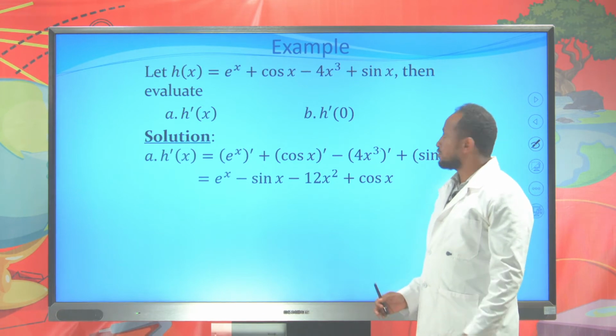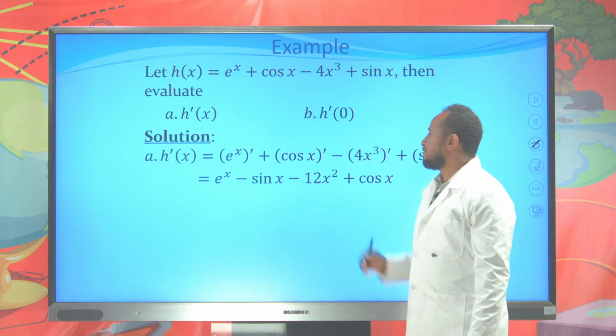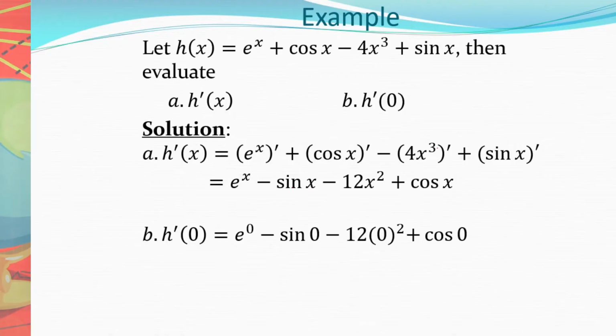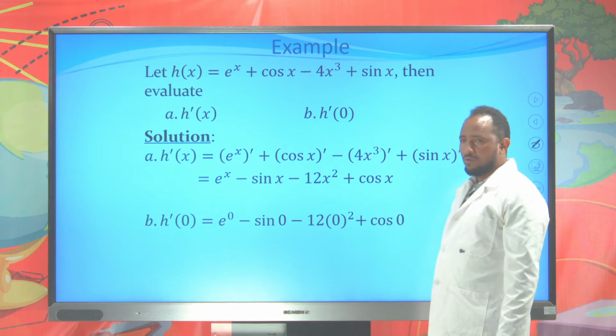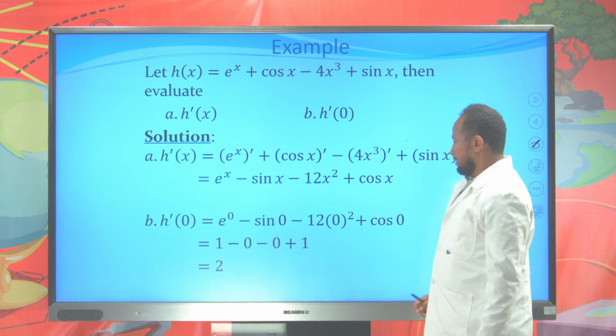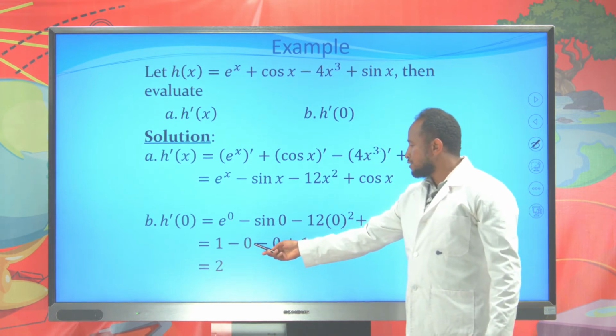Next we are asked also to find h derivative at 0. So let's put 0 into this function. Therefore h derivative of 0 is equal to, you put 0 in place of x. So you have e raised to 0 minus sine 0 minus 12 times 0 squared plus cosine of 0. Therefore e raised to 0 is 1, and sine 0 is 0.